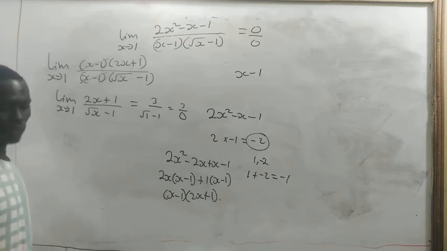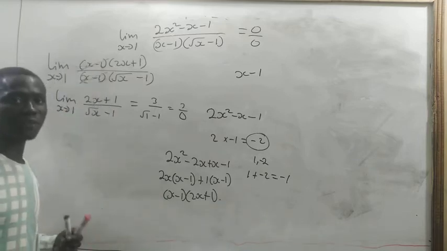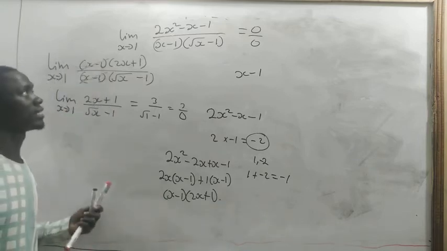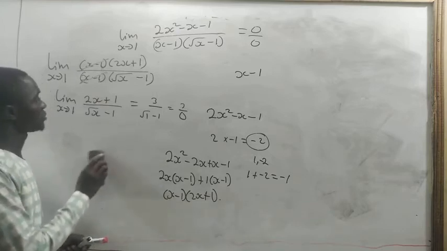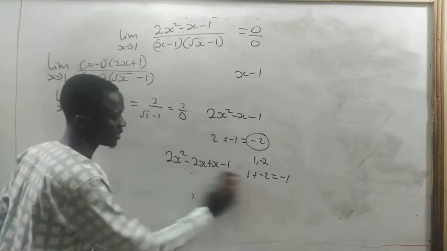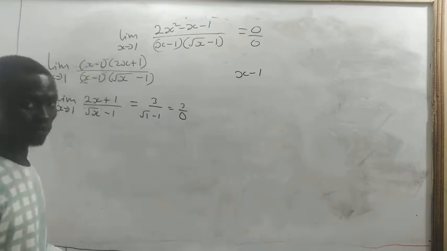So if this happens, how do we go about that? Can we rationalize the denominator? This is what I'm going to do in lesson 6. This is lesson 5. In lesson 6, we'll be looking at evaluating limits involving square roots.